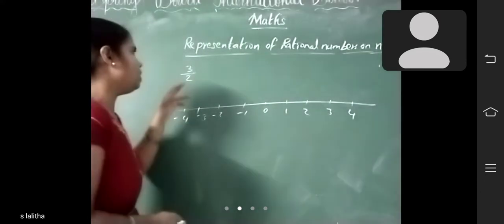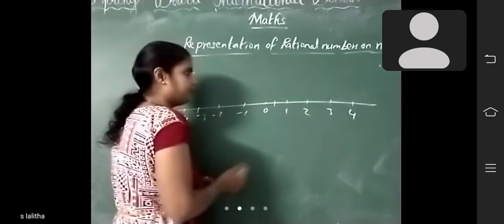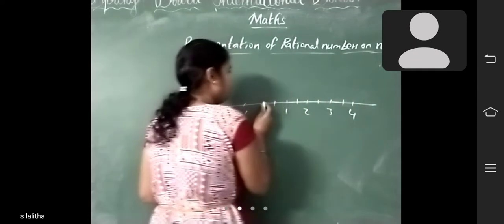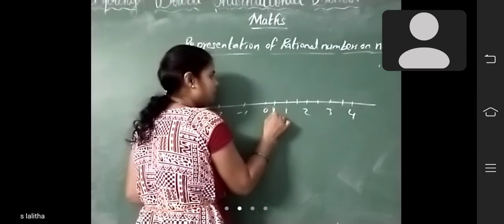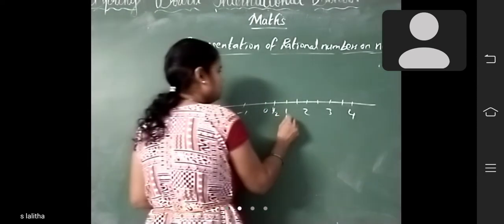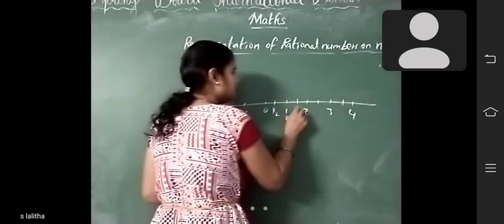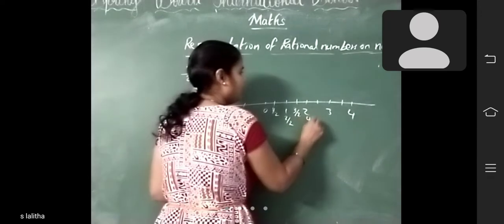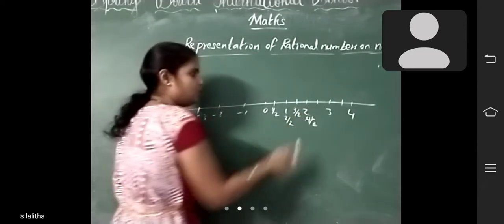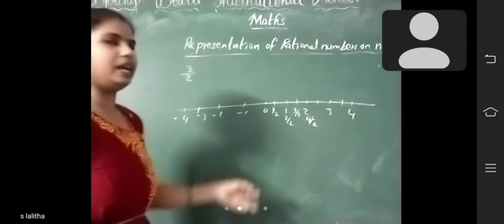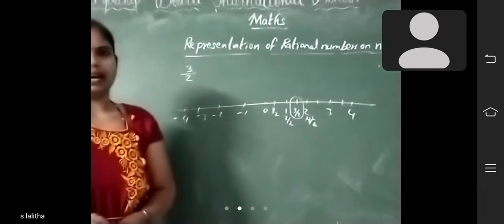So here the denominator is 2, so you should divide between two numbers into 2 parts. Like this. Between 0 and 1, how many parts? 2 parts. So after 0, it will be 1 by 2. Next, 1 can be written as 2 by 2, which is nothing but 1. And next, 3 by 2, 4 by 2. 2 twos are 4, so it is 2. So where is 3 by 2? Here. This is the answer.